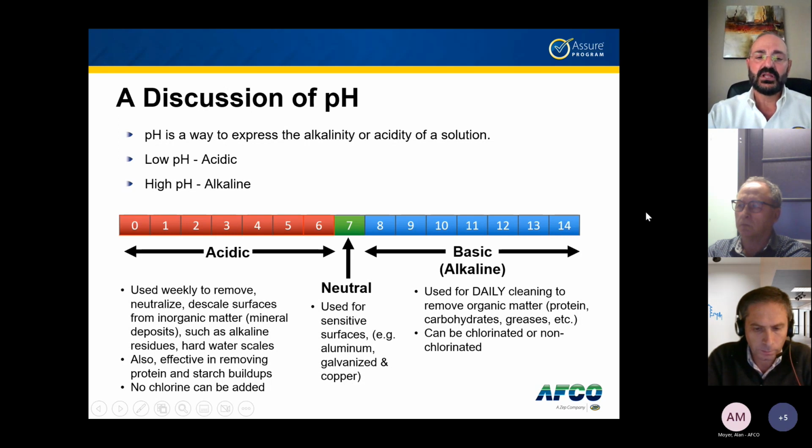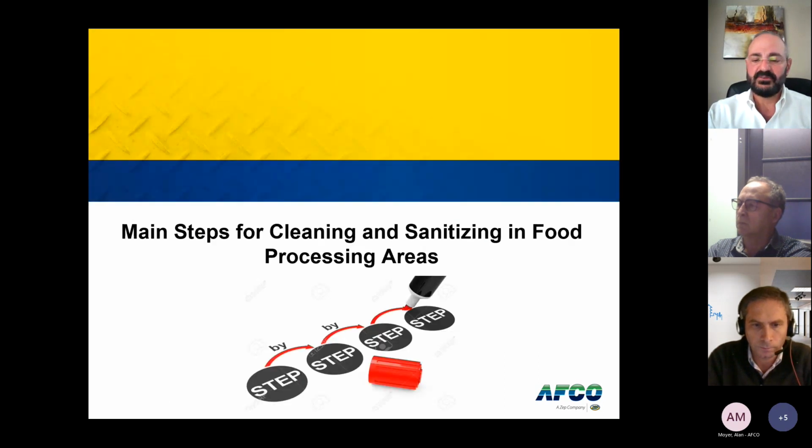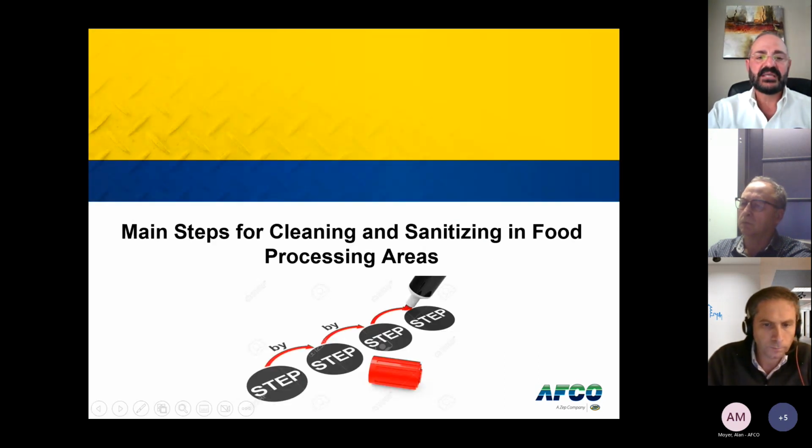And 7 is neutral, like water. There are some neutral cleaners that are used on very sensitive metals, like copper or galvanized or those sensitive kinds of surfaces, because if you apply a caustic on them, it could harm them. That's why we use some neutral cleaners. Now, their strength is much less than the alkaline cleaners, and that's why we like to use alkaline cleaner instead, to do the cleaning.